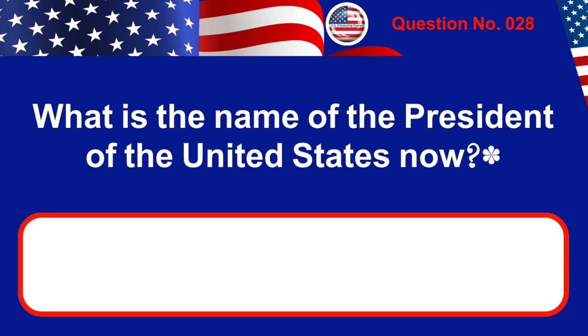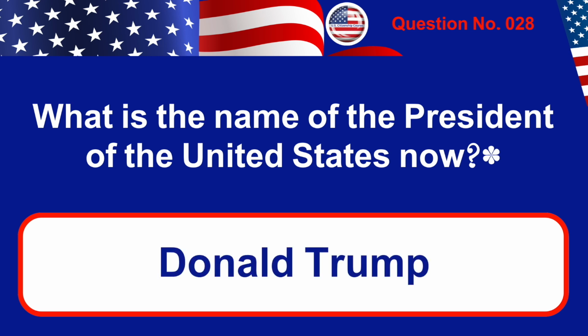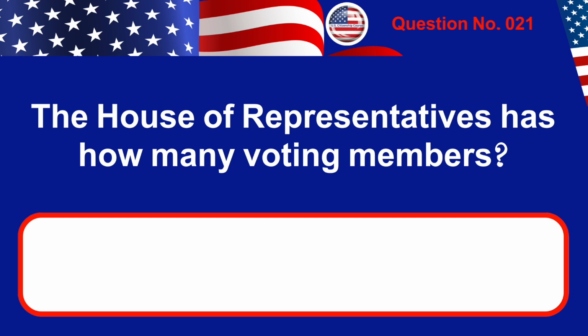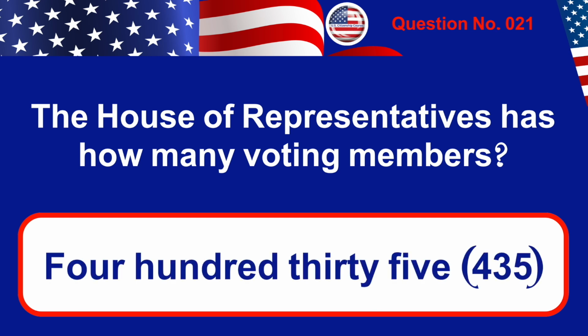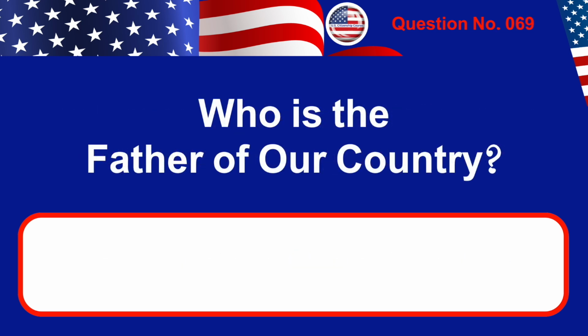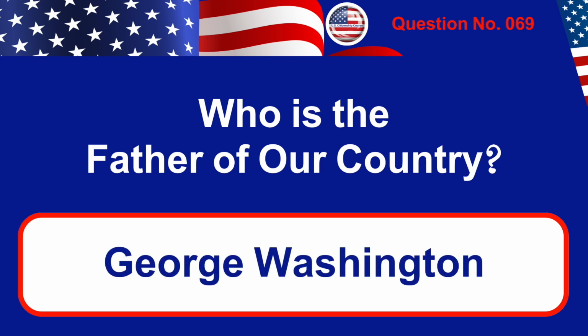What is the name of the President of the United States now? Donald Trump. The House of Representatives has how many voting members? 435. Who is the father of our country? George Washington.